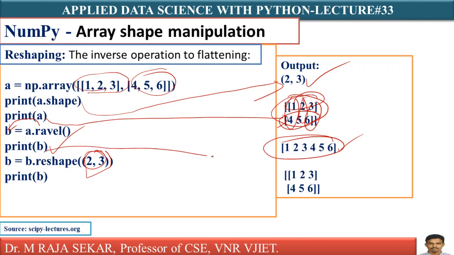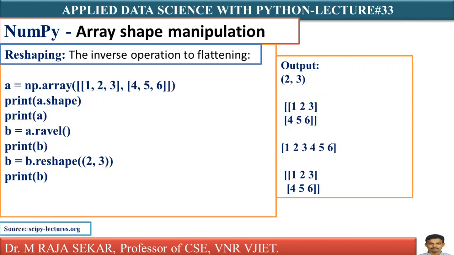This is B, isn't it? What is my B matrix? This is the B matrix. B.reshape(2, 3) means I need 6 elements. Yes, I have 6 elements. 2 rows, 3 columns. 2 rows, 3 columns means this is the first row. Just see, this is the second row. How many columns? 3 columns.